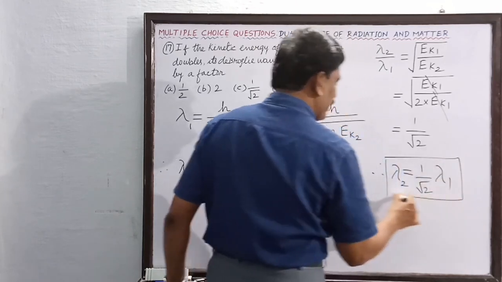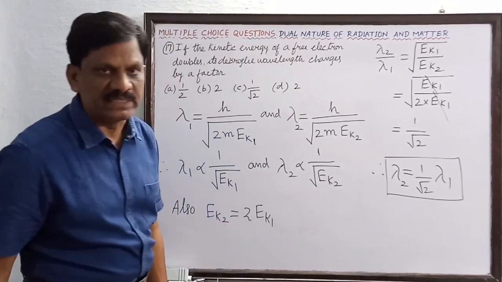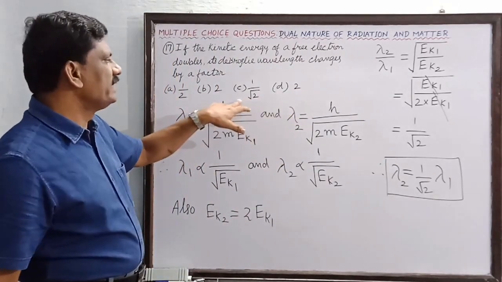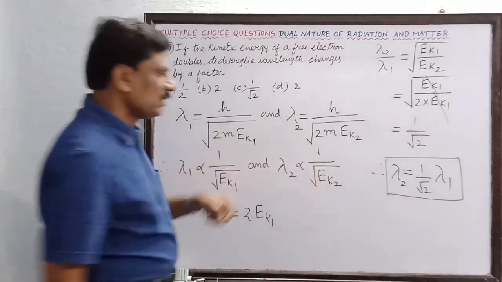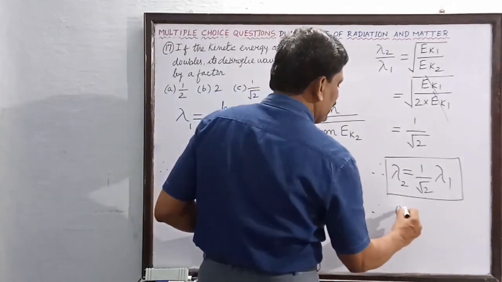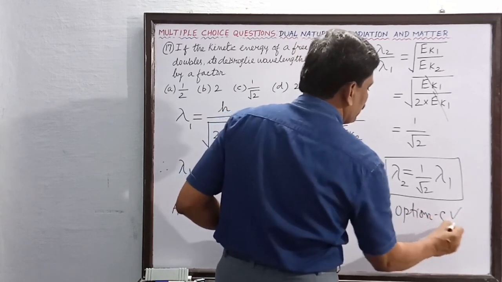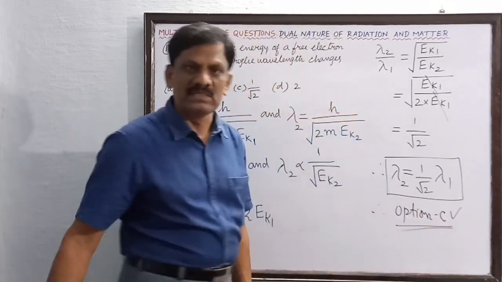So this is how we have to solve this type of a question. So which of the 4 options, let us check now. C option is 1 by root 2. Therefore option C must be the correct option. Okay students? Okay, fine.